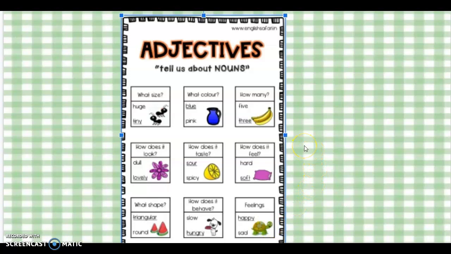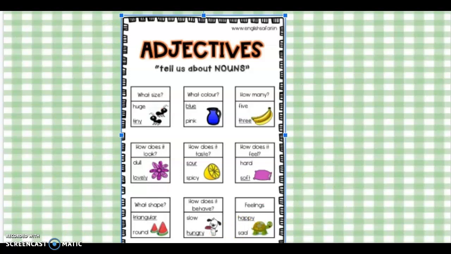In a sentence, usually the adjective is right before the noun. I'll give a sentence about the turtle. The happy turtle was sunning on a log. Happy came right in front of turtle.